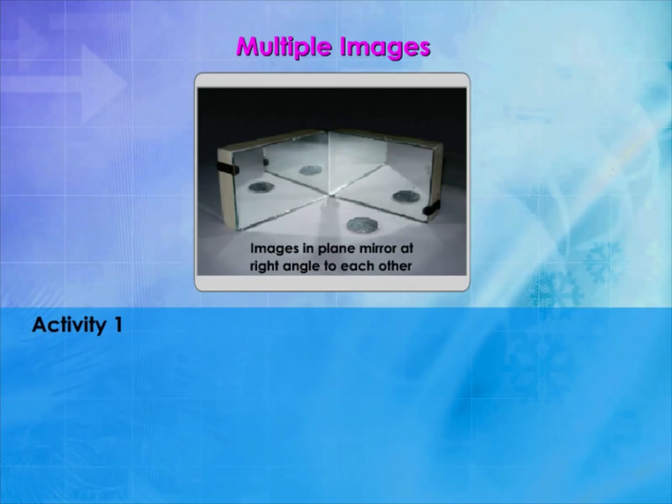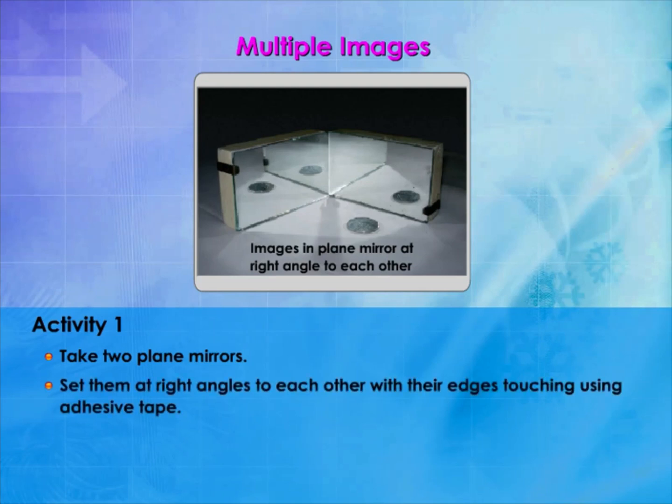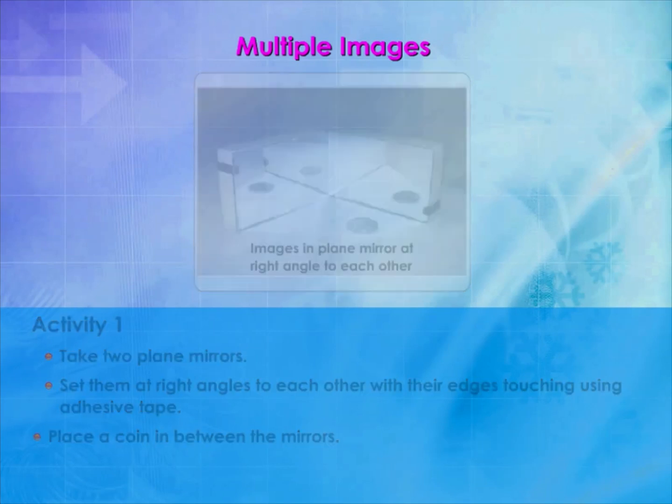Multiple images. We're aware that a plane mirror forms only a single image of an object. Let us see what happens if two plane mirrors in combination are used with the help of an activity. Take two plane mirrors. Set them at right angles to each other with the edges touching. To hinge them, you can use adhesive tape. Place a coin in between the mirrors.